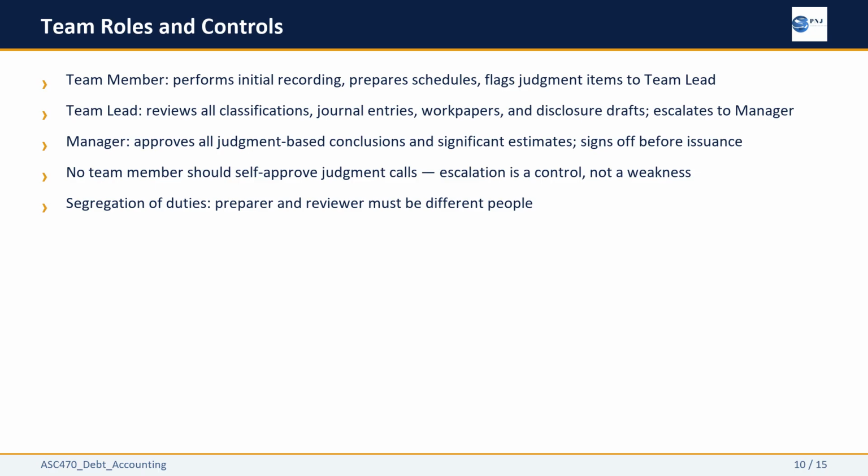The manager approves all significant estimates and judgment-based conclusions and signs off before anything goes out. The key control principle here is that the preparer and the reviewer are always different people. Escalation is not a sign of weakness. It is how the control framework works.